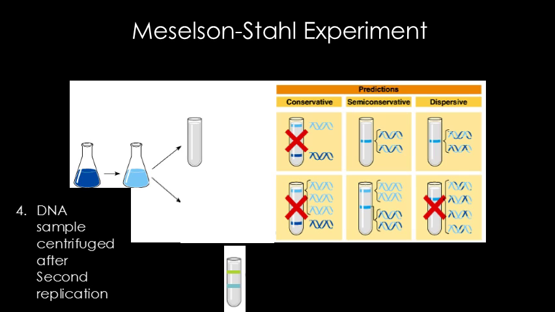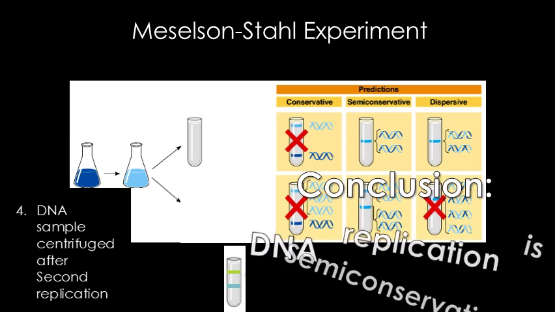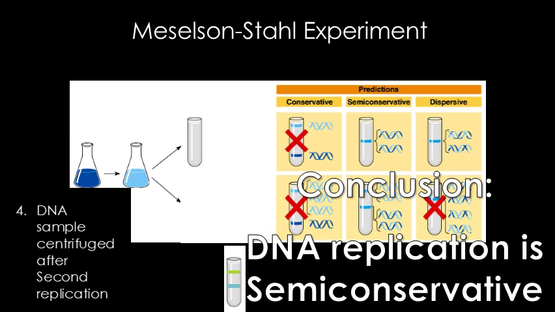Because in the dispersive model, I should have ended up with an even lighter band than the first time, because more of the lighter nitrogen was involved. But now I see two bands. One where the original parent, the one strand, has stayed together and I have a daughter strand completing the molecule, and the other where it's made of two completely new nitrogen-14 daughter strands. So this showed us that DNA replication is semi-conservative, and this is one of the major experiments in biology.